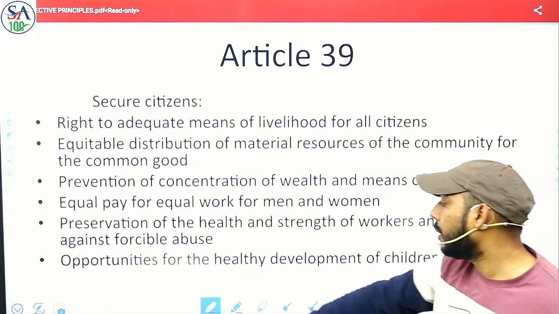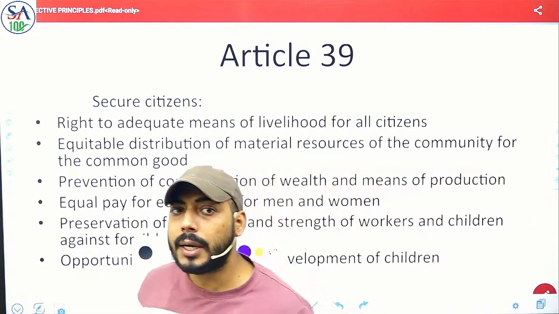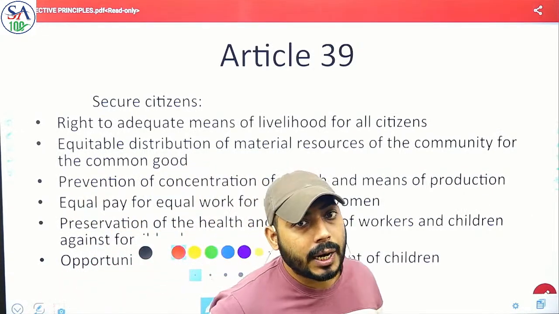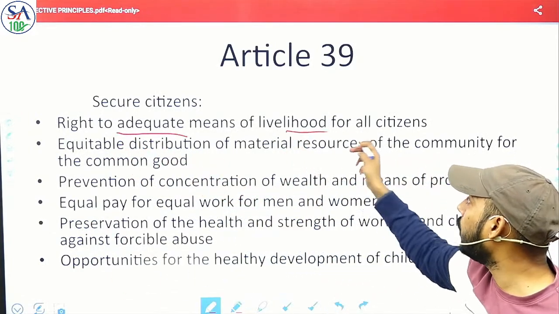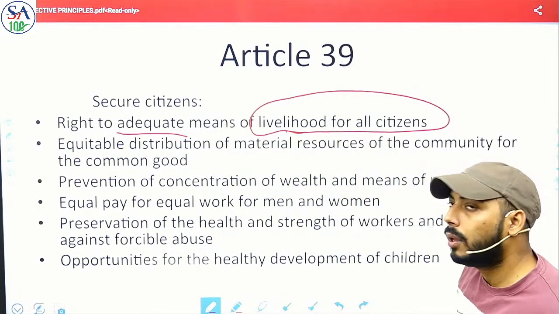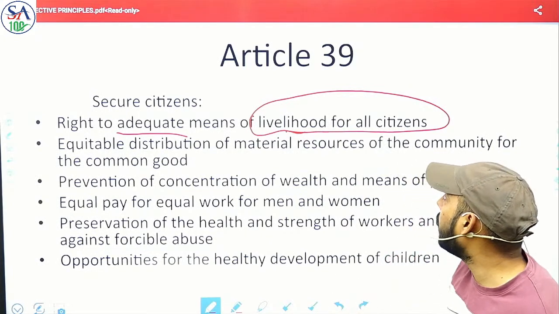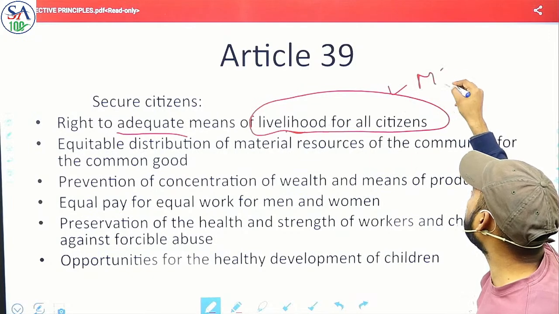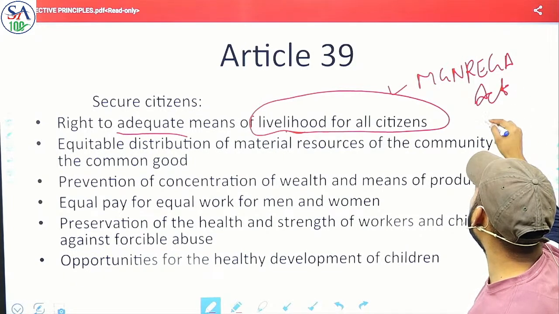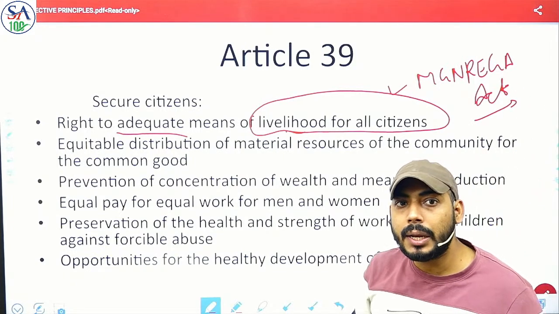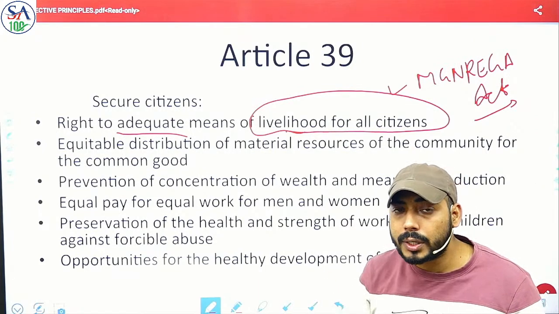Now Article 39. Again, this article gives direction to the state that it has to secure certain rights for the people, which are as follows. First, the right to adequate means of livelihood for citizens; the state has to create livelihood provisions and opportunities for the people. In this regard, the MGNREGA was enacted and implemented to give more livelihood opportunities to the people.